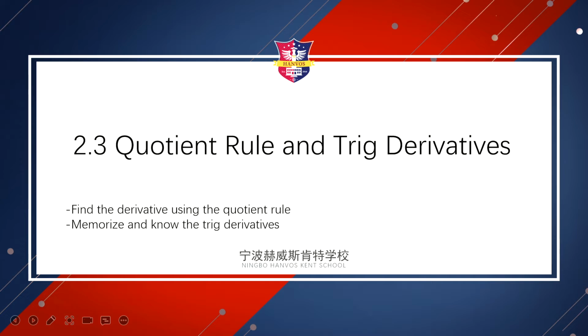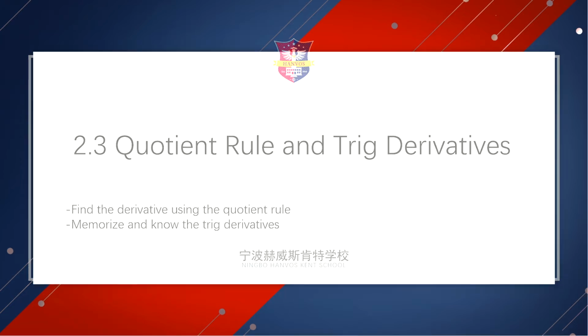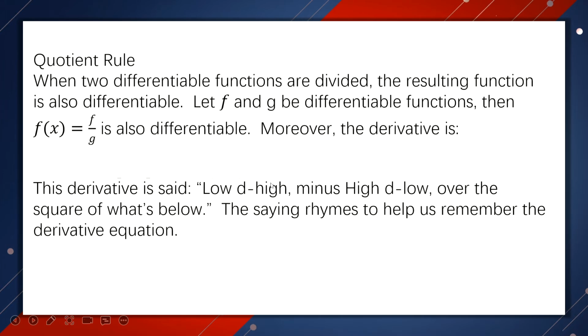Good afternoon, everyone. Today, Denise and Tom will talk about the quotient rule and the trig derivatives. This is the quotient rule. When two differentiable functions are divided, the resulting function is also differentiable. Let f and g be differentiable functions, then f(x) equals f over g is also differentiable.